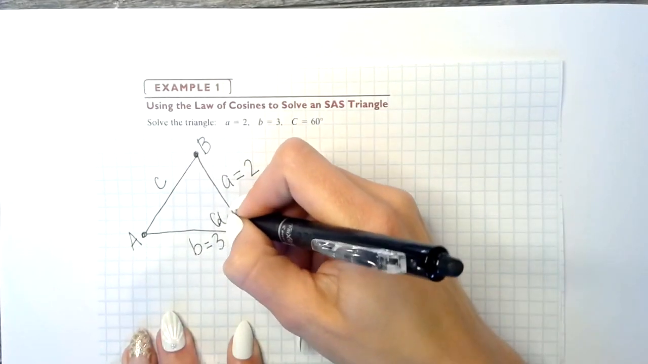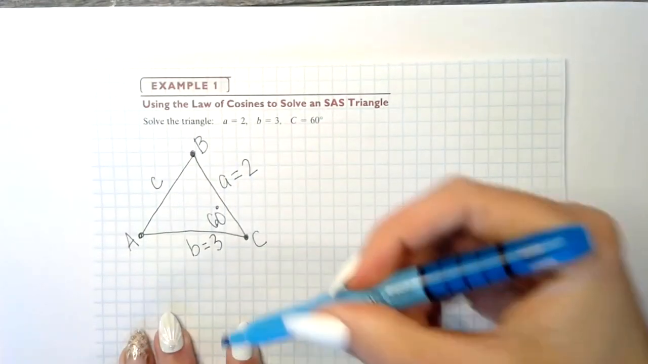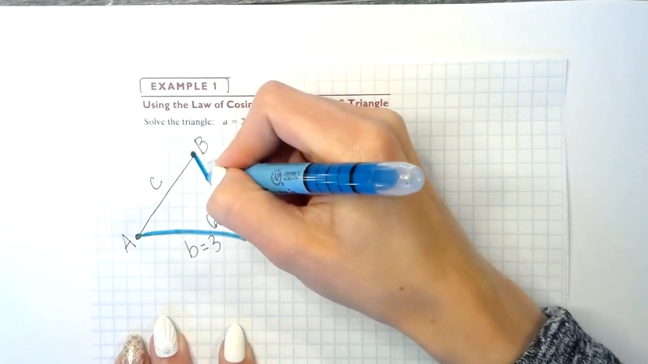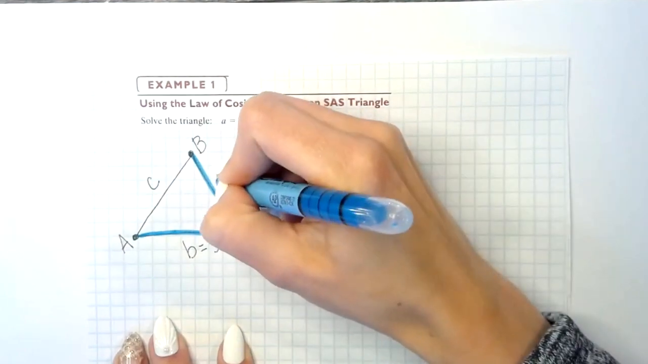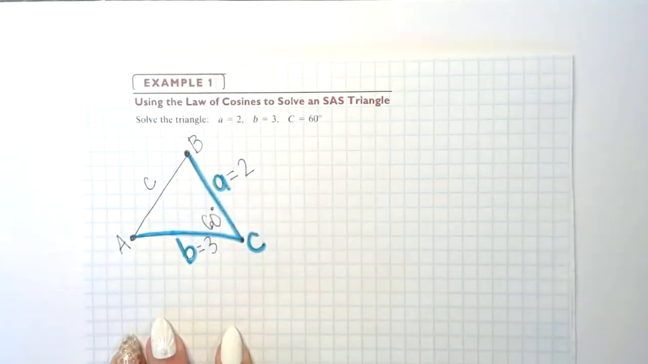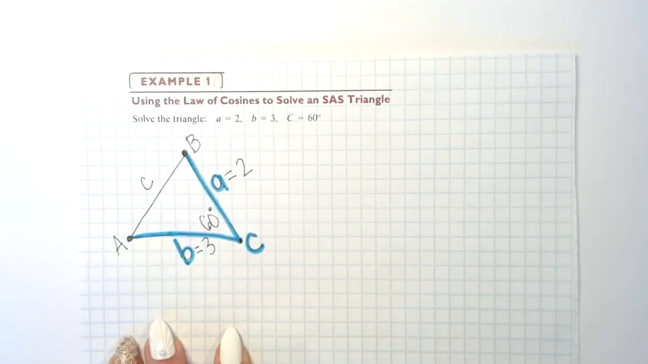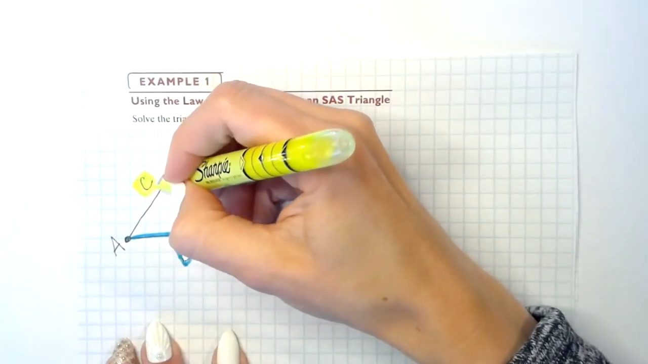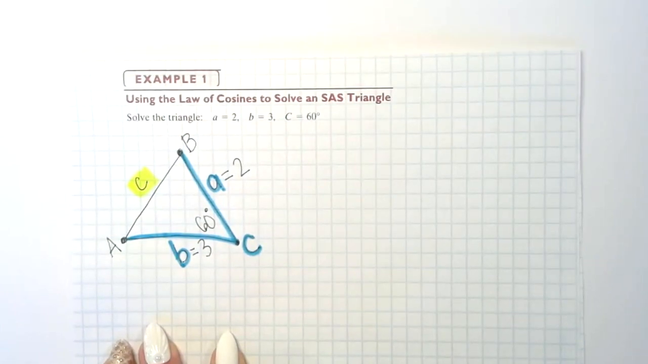I'm going to label the triangle. I set it up exactly how I did in the most recent Law of Sines lessons. And I'm just going to highlight what I do have here. A is 2, B is 3, and angle C is 60. Using the law of cosines formula, we're going to solve for side C, which I'm going to highlight with the yellow highlighter. I have angle C, I'm looking for side C.